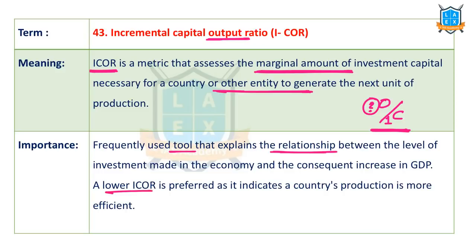A lower ICOR is preferred. Lower ICOR is preferred and higher ICOR is considered bad. Higher ICOR is bad, lower ICOR is good. This is important. Often such basic questions are asked in the UPSC exam. Please go through such indices etc.